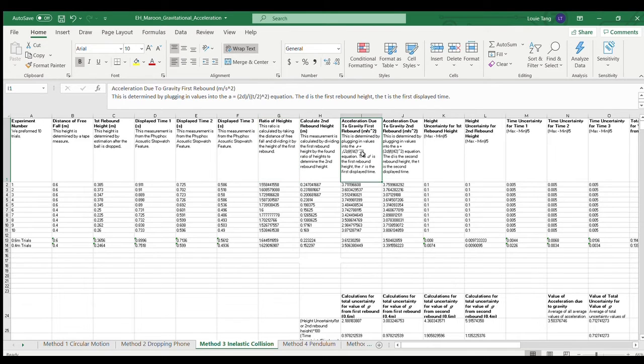This is the equation a equals 2d over (t over 2) squared. T over 2 just represents the time it takes for the ball to drop from the first rebound height back to the ground.